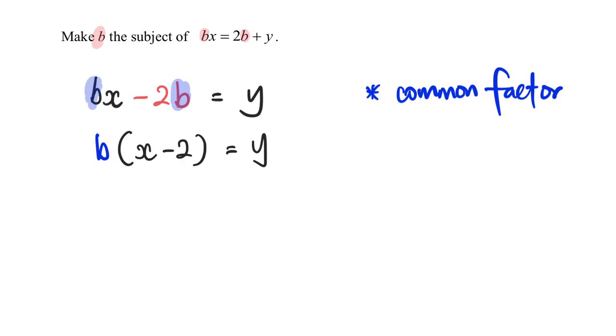and last but not least, I'm going to divide by x minus 2 on both sides to give me the final answer, y over x minus 2. And we have successfully made B the subject.